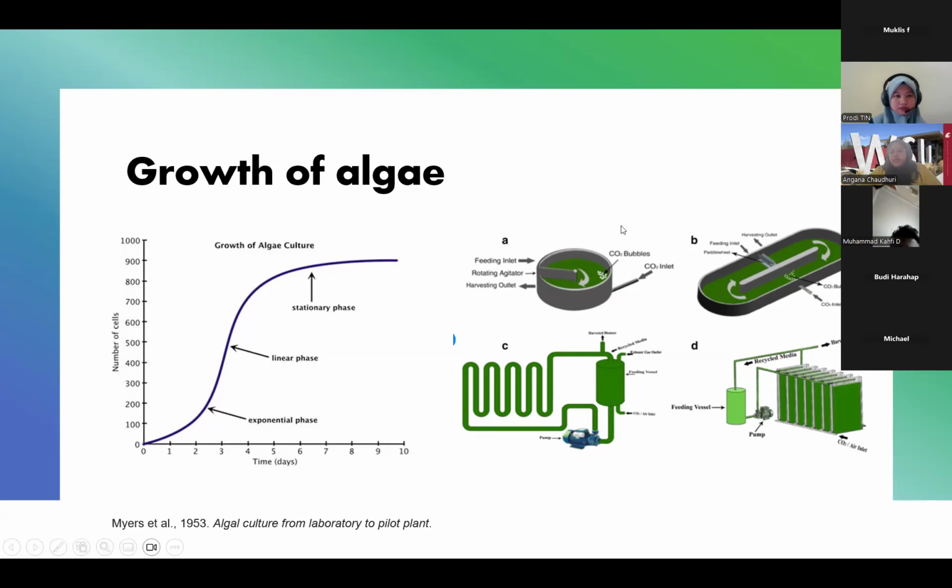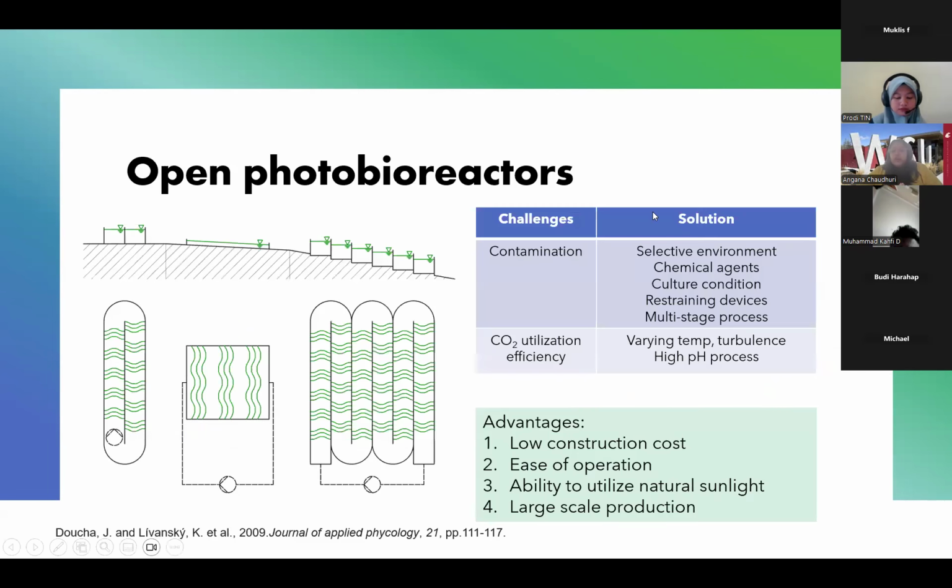Now, the algae can be grown in different ways, either in an open system or in a closed system. In the open system, it can be an open pond, a circulating lagoon system, or a slanting photobioreactor. In a closed system, they are inside a reactor, which can be a stirred tank reactor or even an algal biofilm reactor. First, we can discuss the open photobioreactors.